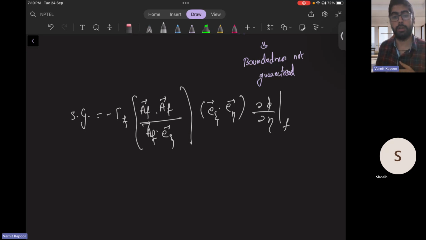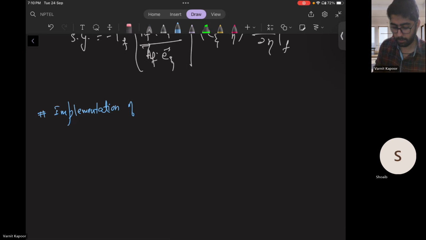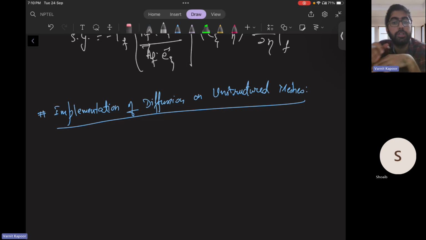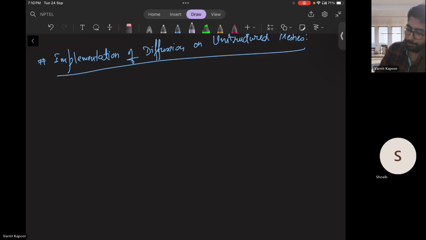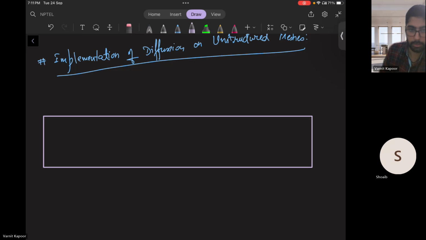Now we'll see the implementation of diffusion on unstructured meshes. Okay. So how does one implement the solution of the diffusion equation on unstructured meshes? So let's take a look at first the structured mesh coefficients. So you have a mesh like this. If you observe, there will be uneven spacing. This is a point of consideration.